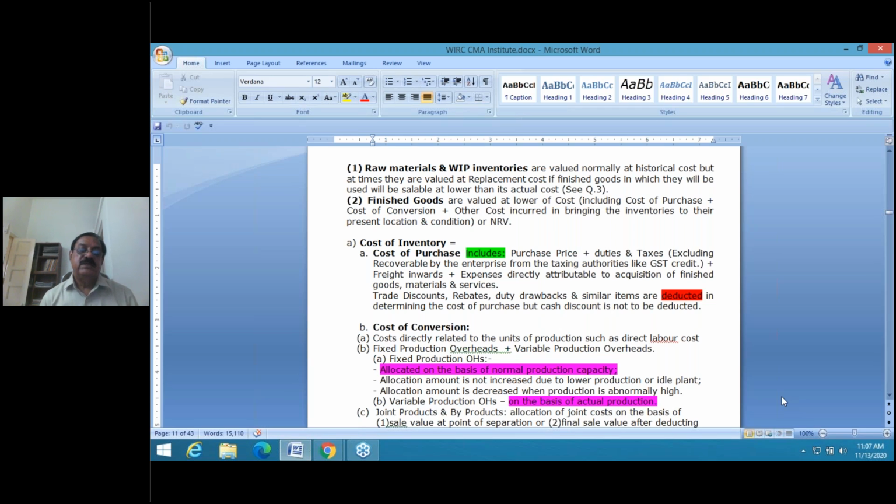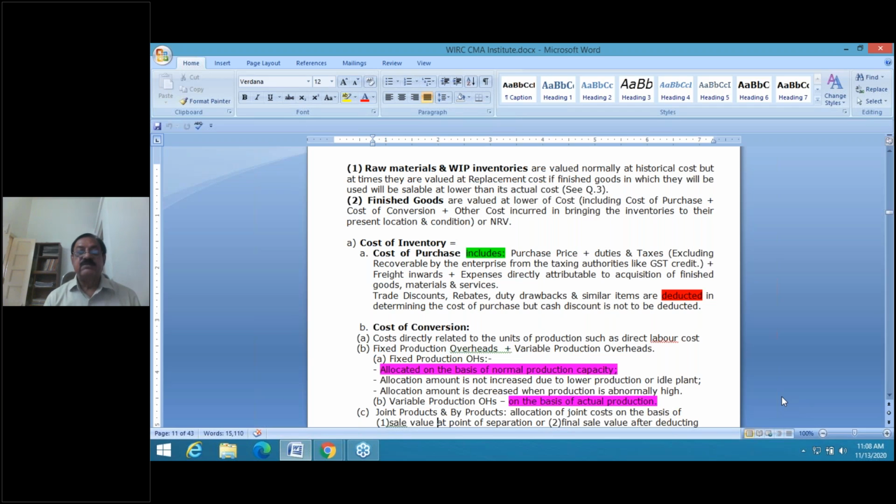All these are elements of cost which we will go through later on. So cost or NRV, whichever is lower, is for finished goods. For raw material and WIP inventories, it is normally historical cost. But if the raw material which you use and convert into finished goods will be sellable at a value lower than its cost of production, then you will value the raw materials at replacement cost.